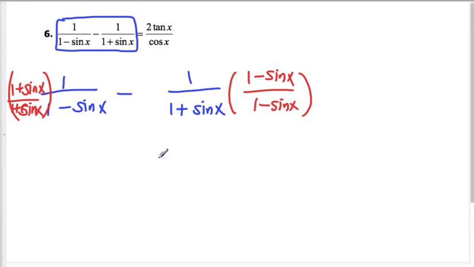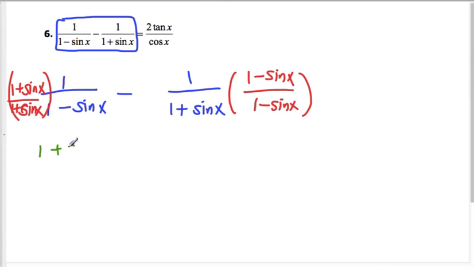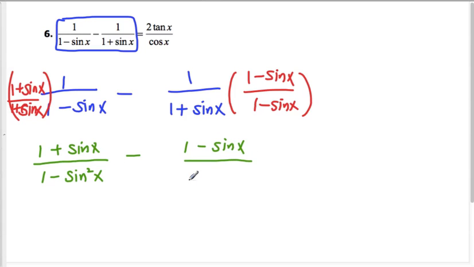Now the question is, can you do that? Can you just multiply whatever you want? Well, as long as you're multiplying by 1, that's okay. Because 1 minus sine x over 1 minus sine x is 1, and 1 plus sine x over 1 plus sine x is 1. So we can do that. Then I get 1 plus sine x over 1 plus sine x times 1 minus sine x, which should be 1 minus sine squared x, minus 1 minus sine x over 1 minus sine squared x.